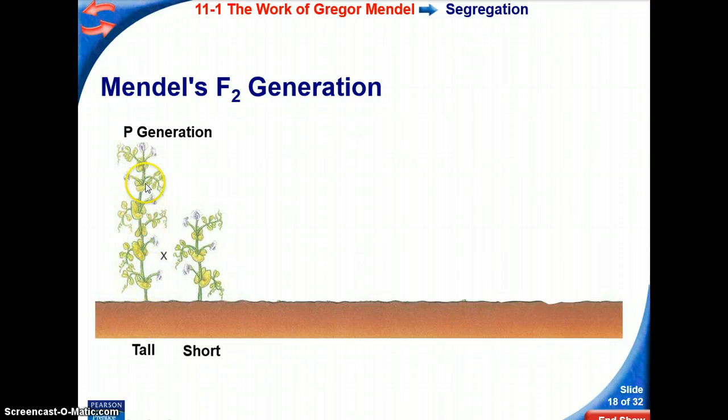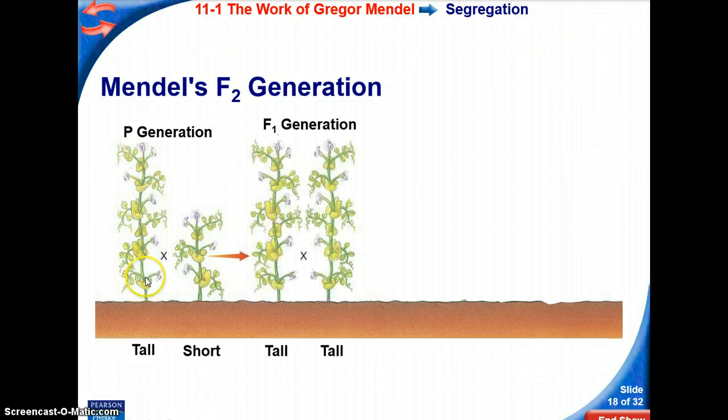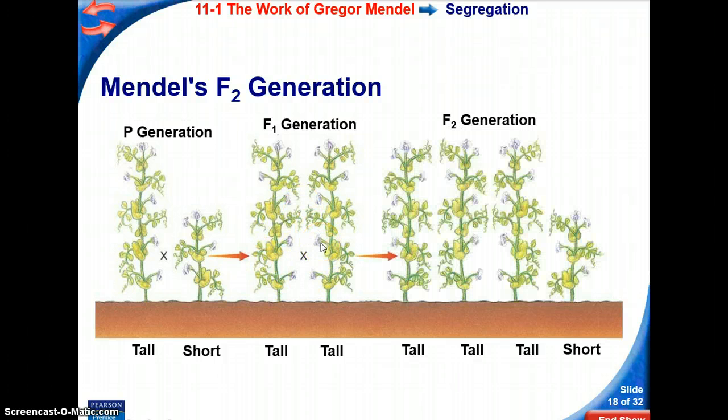So here's the parent generation. In the parent generation, we have a tall plant and a short plant. Now we already know that the tall plant is going to be dominant. So in that F1 generation, we get 2 tall plants. But what happens when we cross these 2 tall plants together? What he would find is that 3 times out of the 4, he would get tall plants, but then that 4th time, we would get a short plant. So that short trait kind of jumped a little bit, and it would show up later down the line.